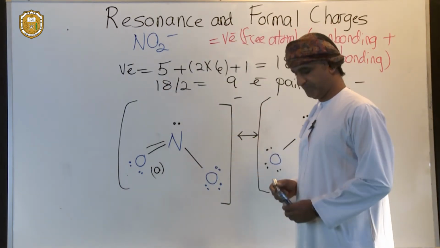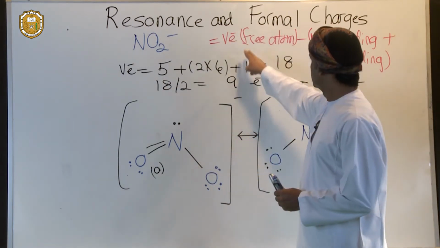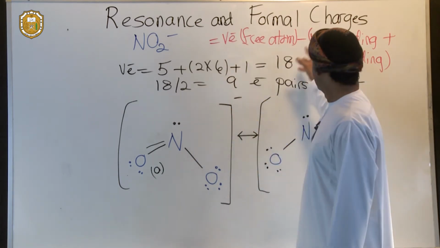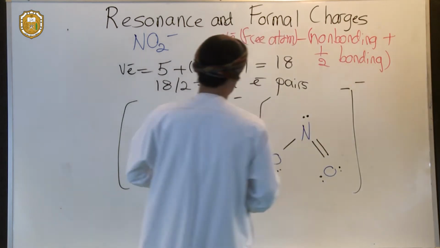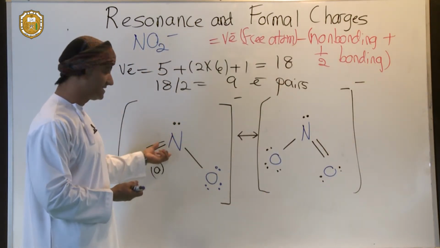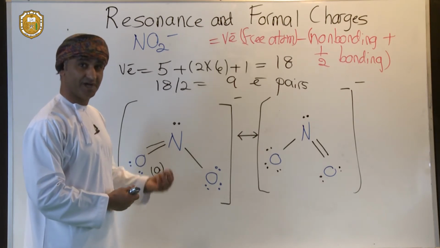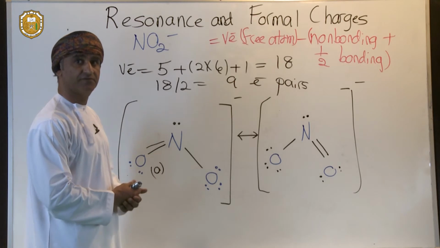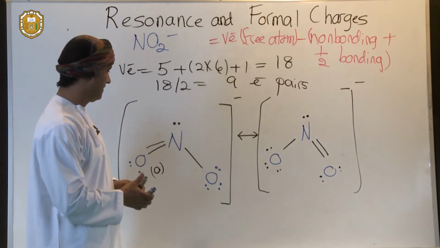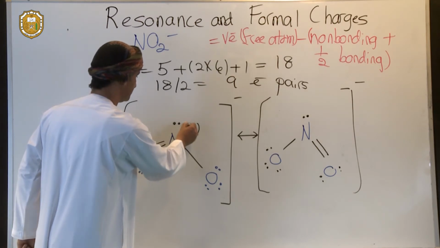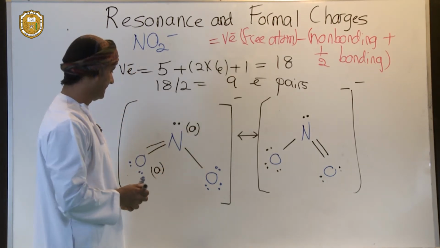For nitrogen, the number of valence electrons in the free atom is actually 5. So we subtract from that the total number of non-bonding electrons plus half bonding. The non-bonding electrons is 2. There are 6 bonding electrons. You divide that by 2, you get 3. 3 plus 2, that's 5. 5 from 5, that is 0. So the formal charge of nitrogen in this case is 0.